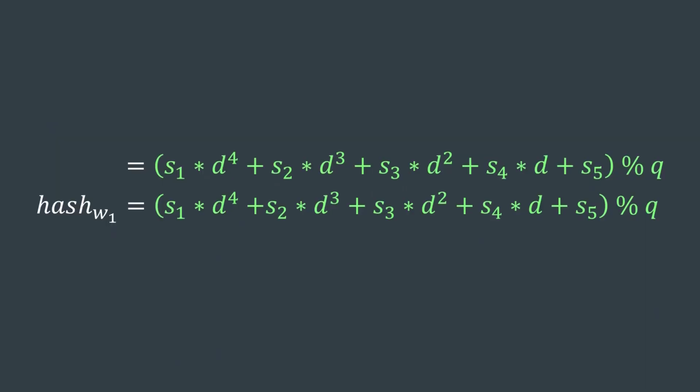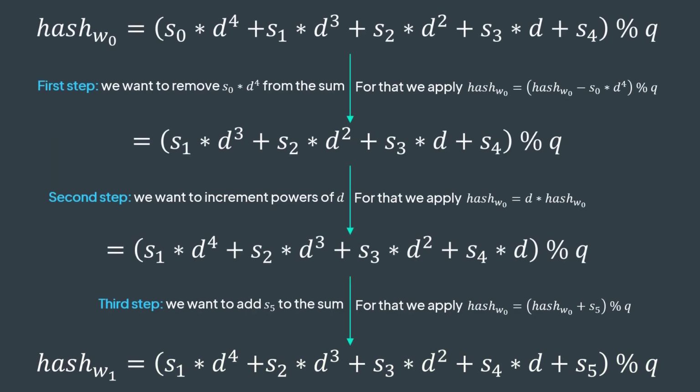We've been able to get the hash of the next window by applying these 3 steps. Subtract s0 times d power 4 then putting modulo q, multiplying by d, and adding s5 then putting modulo q.